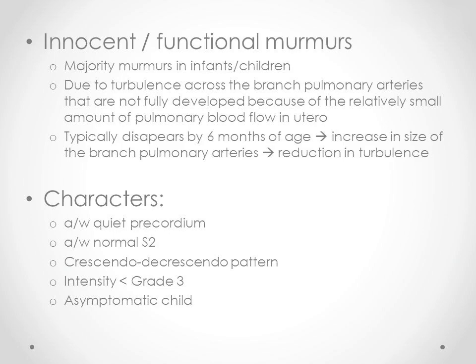Innocent, functional murmurs. Majority of murmurs in infants and children. Due to turbulence across the branch pulmonary arteries that are not fully developed because of the relatively small amount of pulmonary blood flow in utero. Typically disappears by 6 months of age, with increase in size of the branch pulmonary arteries.